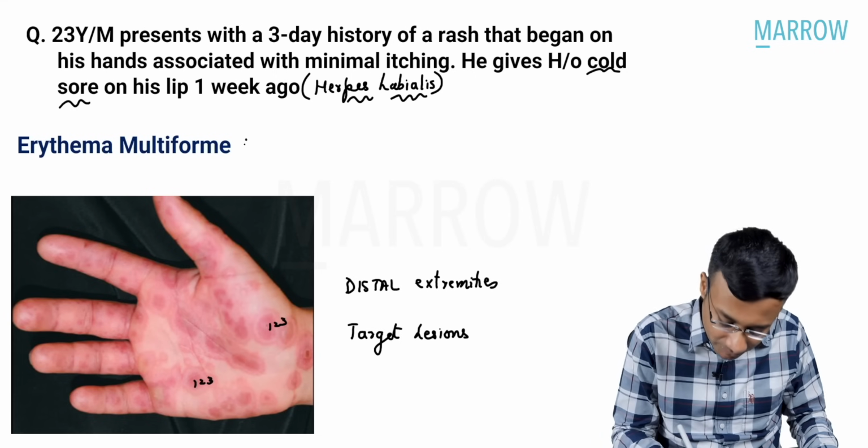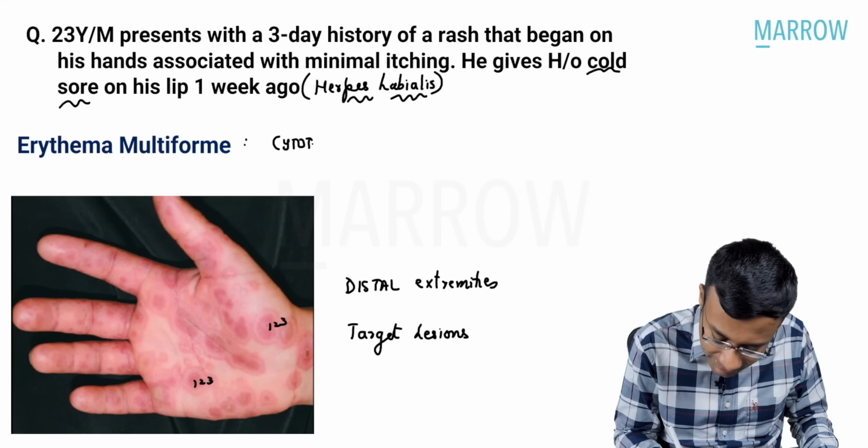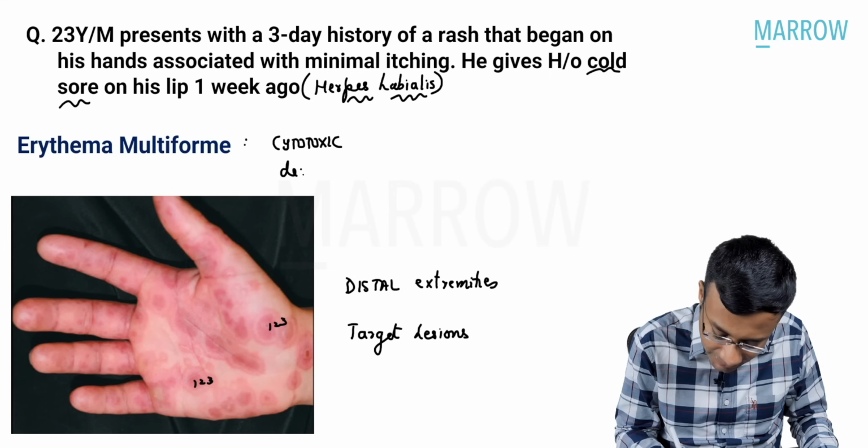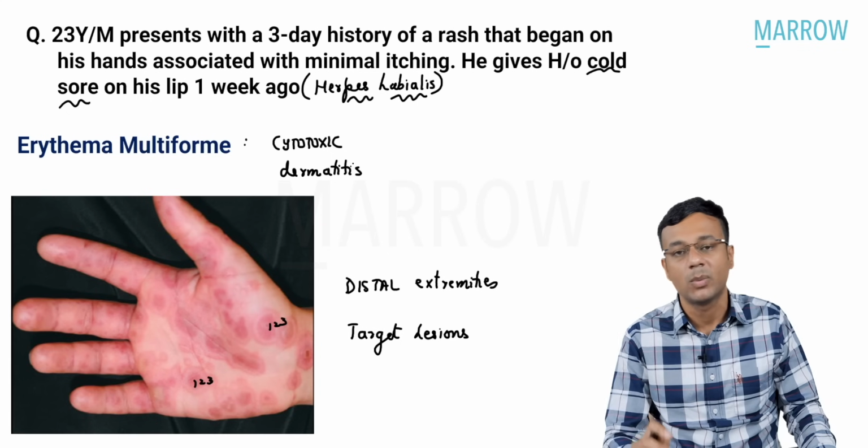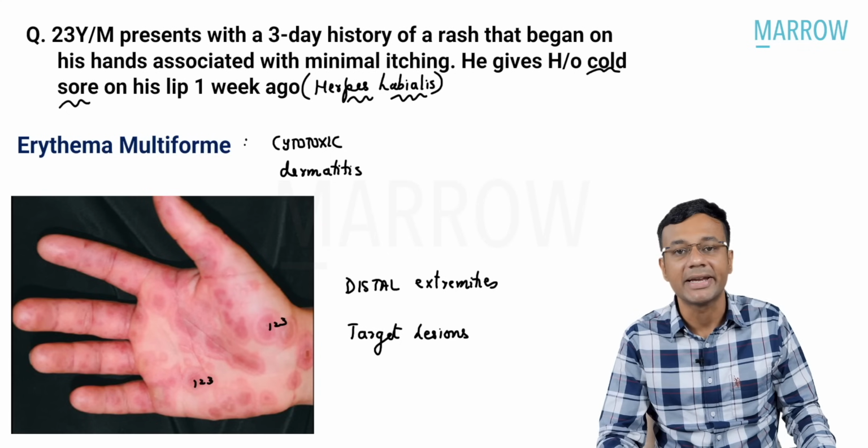What is erythema multiforme? It is a cytotoxic dermatitis. It's an example for a cytotoxic dermatitis. The most common virus which can trigger it is HSV1. Drugs also can be an implicated factor.